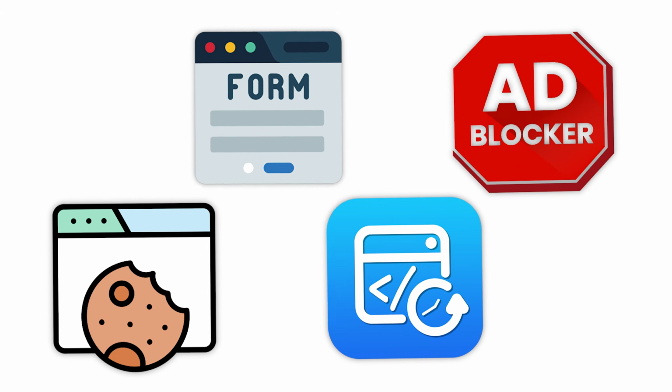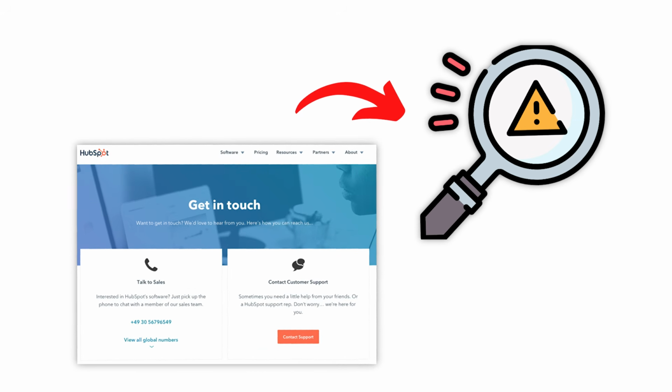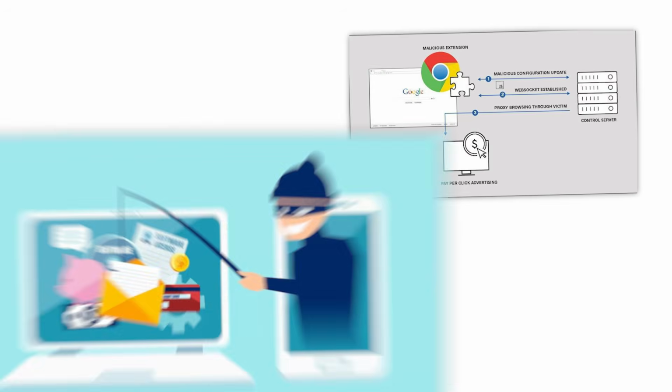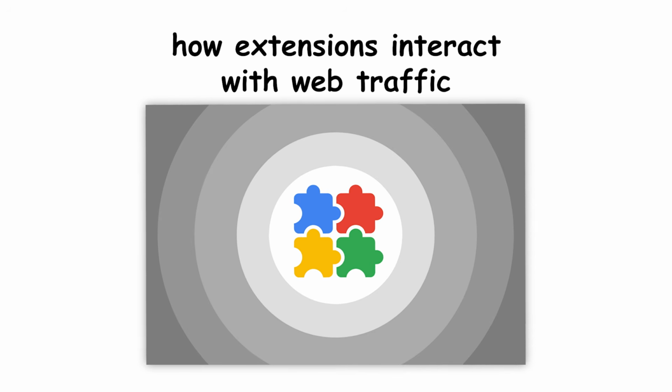This is how ad blockers work. They need to see the page content to identify and remove ads, but it is also how malicious extensions steal data. In 2024, Google began enforcing Manifest v3, a new extension framework for Chromium browsers. Manifest v3 changes how extensions interact with web traffic.